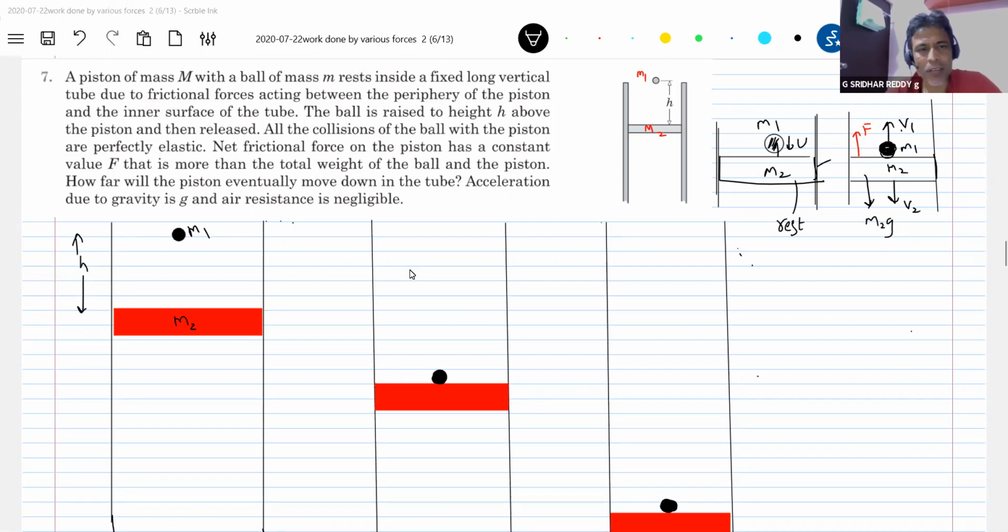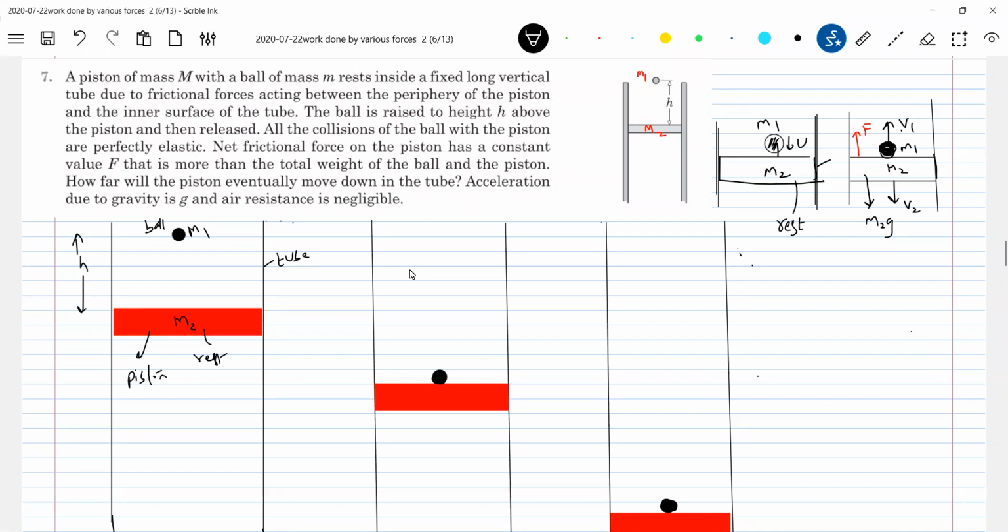As usual, this is the piston. It is at rest. This is the piston, and I'll release this ball from rest. This is the ball, and this is the tube. When the ball comes and collides with the piston, which is initially at rest, an inelastic collision occurs. The ball will rebound with a speed v1. Let's assume the piston will acquire a speed v2.